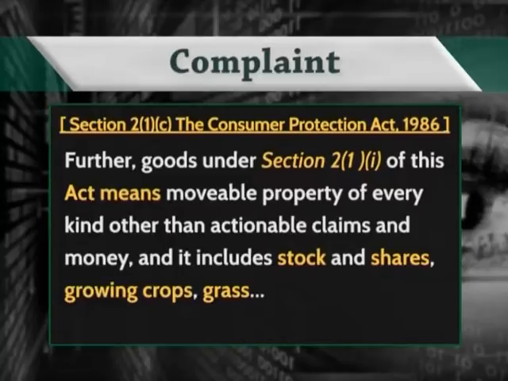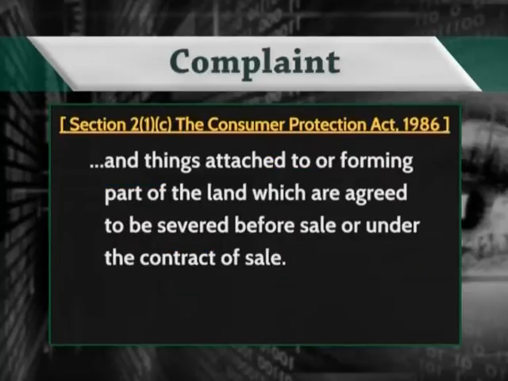Further, goods under Section 2(1)(i) of this Act means movable property of every kind other than actionable claims and money, and it includes stocks, shares, growing crops, grass and things attached to or forming part of the land which are agreed to be severed before sale or under the contract of sale.